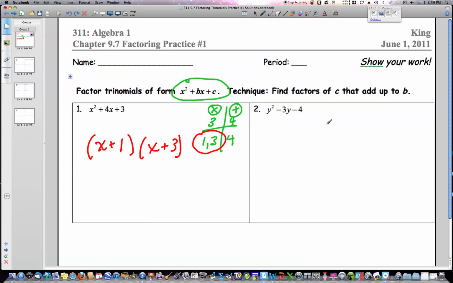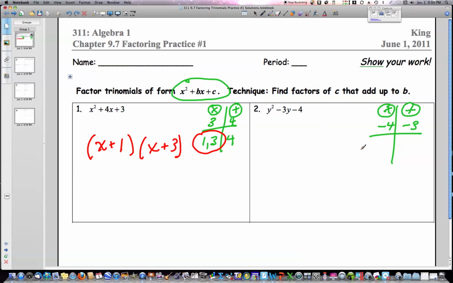Let's move on to the next one. Again, we'll come up here and switch back to green. We'll make a little table again. Factors of negative 4 this time that add up to negative 3. Now, because of that negative, this might seem a little bit trickier. There are a few factors here that multiply to negative 4. We're looking for two numbers.